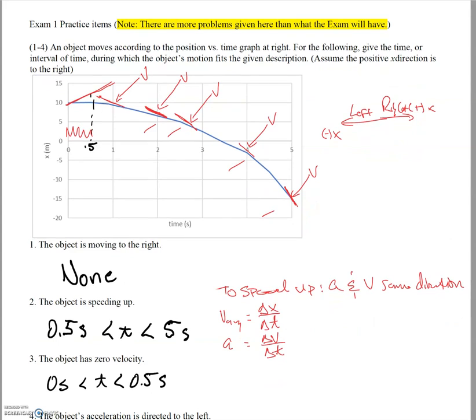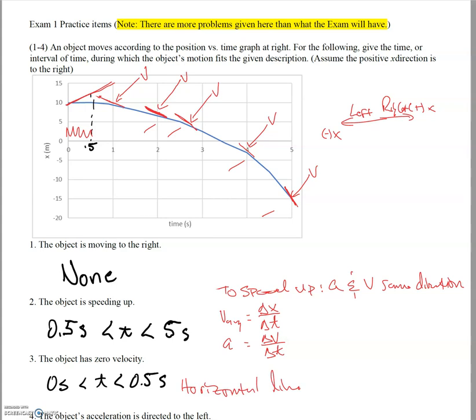The object has 0 velocity. Well, we just talked about that. So that's on a position versus time graph. The object has 0 velocity when there is a horizontal line.